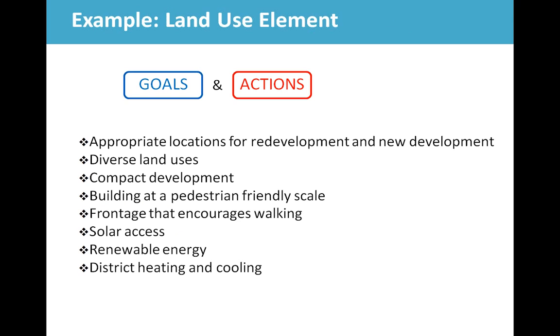To illustrate, I'll describe parts of the manual's comprehensive plan strategy for a typical land use element. The land use planning strategy includes planning goals and actions to ensure appropriate locations for redevelopment and new development, to promote diverse land uses, to encourage compact development, to promote building at a pedestrian-friendly scale, to construct building frontage that encourages walking, to maximize solar access, to encourage on-site renewable energy sources, and to support district heating and cooling systems.